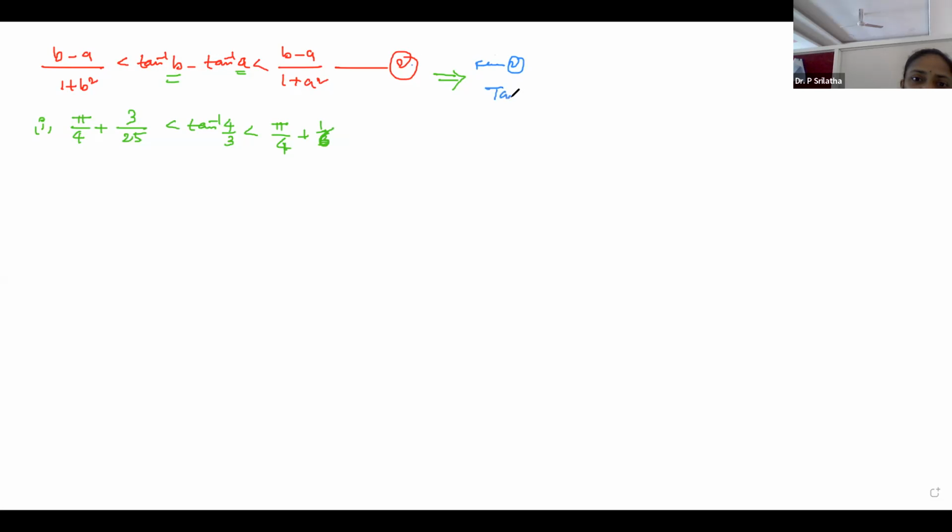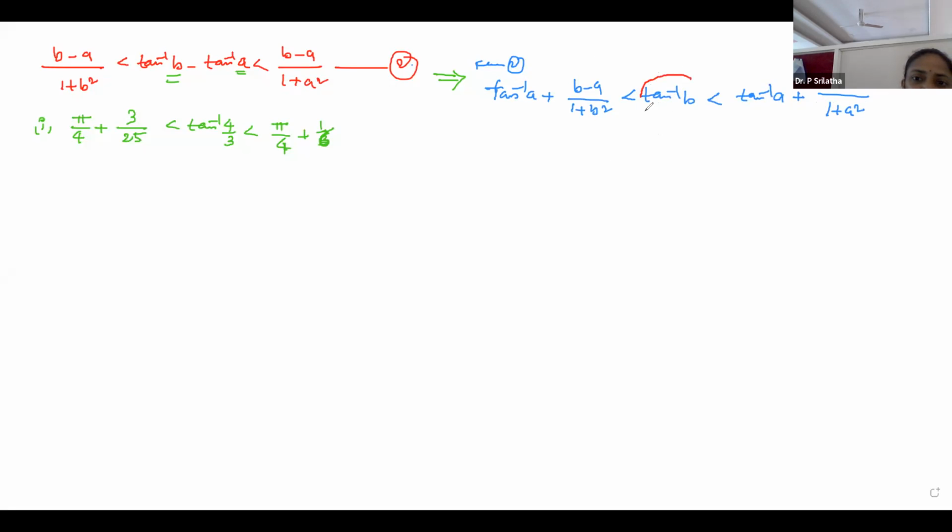So that is tan inverse A plus (B minus A) divided by (1 plus A square) is less than tan inverse B is less than tan inverse A plus (B minus A) by (1 plus A square). Here I am adding tan inverse A on both sides. Now tell me, what is the B value and what is the A value? Otherwise, tell me what is tan inverse B and what is tan inverse A.